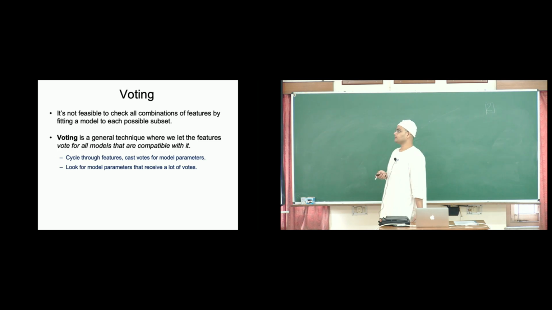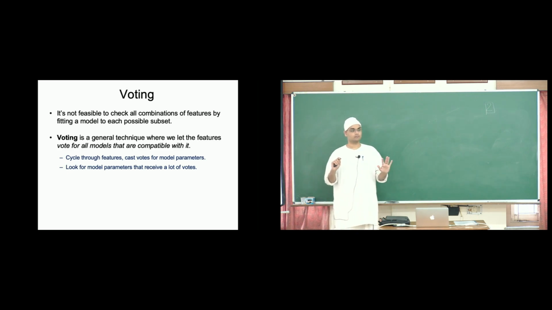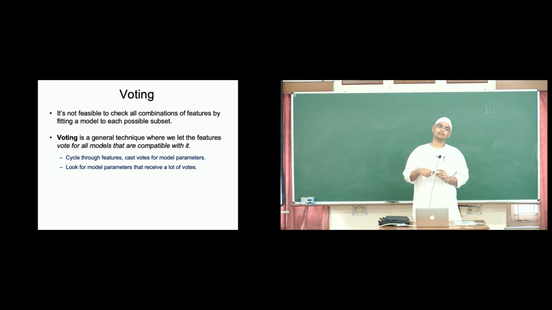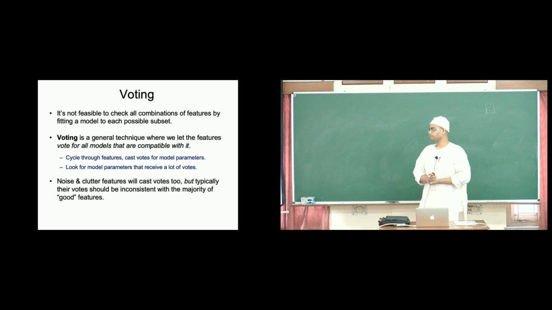That's why voting is useful, and we let the features vote. Each point in the image votes for all the models that are compatible with it, for all the rho and for all the theta, the way I showed. Cycle through the features, cast votes for model parameters, and look for model parameters that receive a lot of votes. That is the algorithm. Majority voting is a very important idea, and it will come many times again later. Whenever you are putting two images together, you will see the same idea of voting come up. RANSAC.